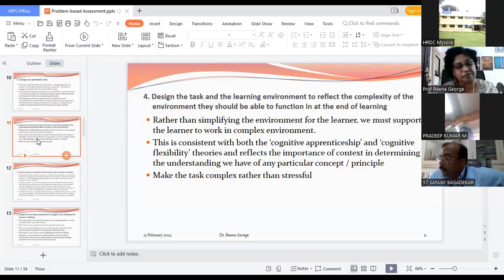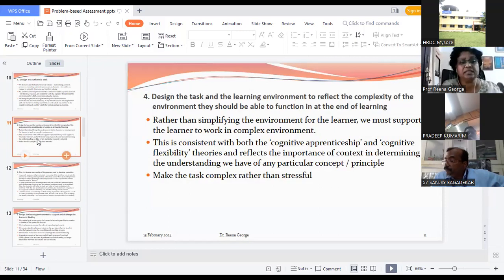Because through a lesson we are giving all pieces of information or knowledge. Maybe in physics you are defining something, you are giving a formula, and by directly applying the formula, they are solving the problem. But in real life or in a very complex examination, they are asked to solve a very complex problem. They are asked to apply this in real life. And that is a very complex environment for which the learner is not prepared.